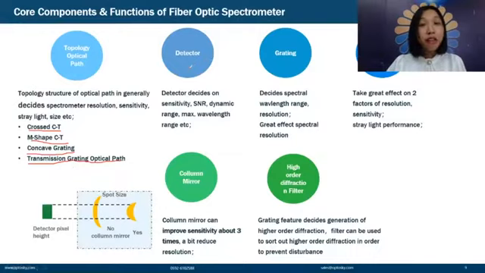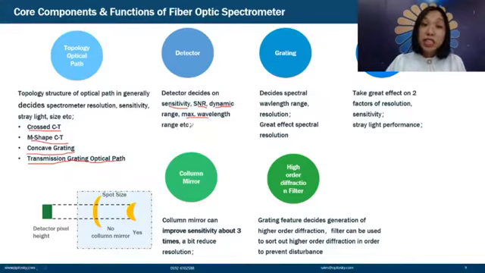The detector is the most important component affecting the spectrometer's performance. It's because the detector can decide the sensitivity, the signal to noise ratio, the dynamic range, and the maximum wavelength range.